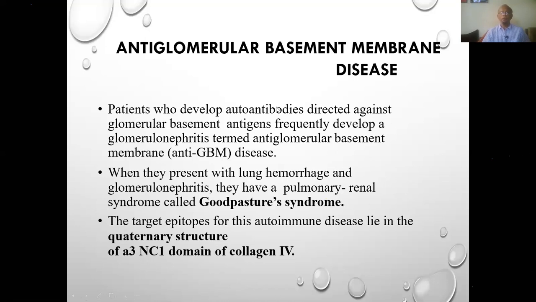Now we come to Goodpasture syndrome, that is anti-glomerular basement membrane disease. Patients who develop autoantibodies directed against the glomerular basement membrane antigen frequently develop glomerulonephritis, termed anti-glomerular basement membrane antibody disease. When they present with lung hemorrhage and glomerulonephritis, they have a pulmonary renal syndrome called Goodpasture syndrome. The target epitopes for this autoimmune disease lie in the quaternary structure of the alpha 3 and C1 domain of collagen type IV. These autoantibodies usually develop against the basement membrane of the kidney as well as the lung, so it is actually a type 2 autoimmune reaction.